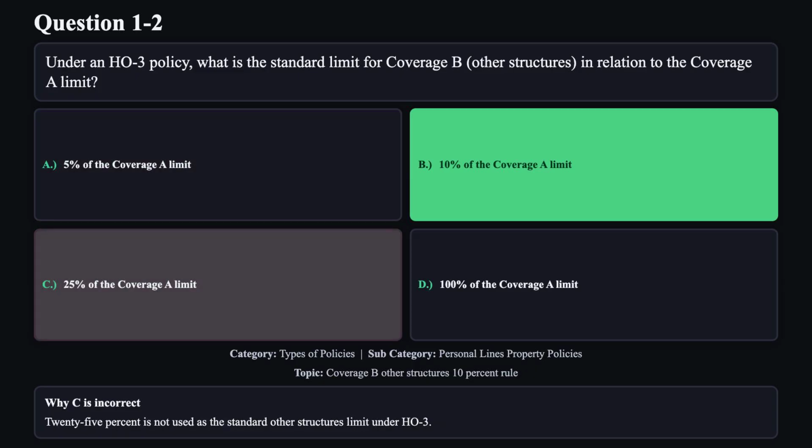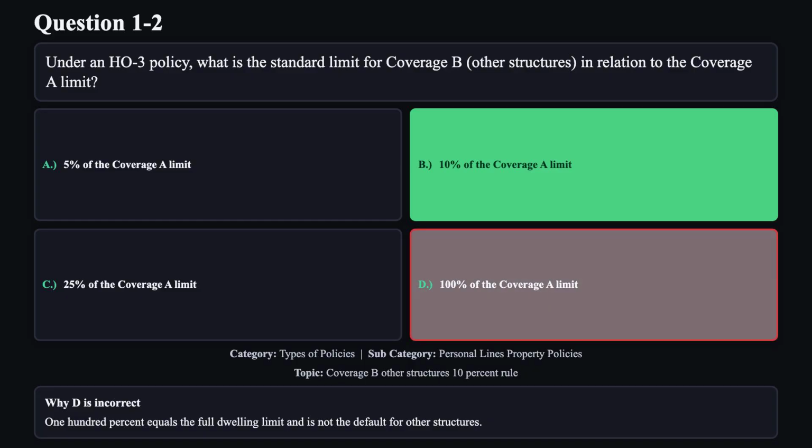Reason C is not correct. 25% is not used as the standard other structures limit under H03. Reason D is not correct. 100% equals the full dwelling limit and is not the default for other structures.